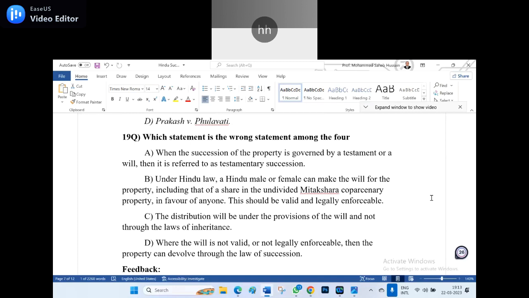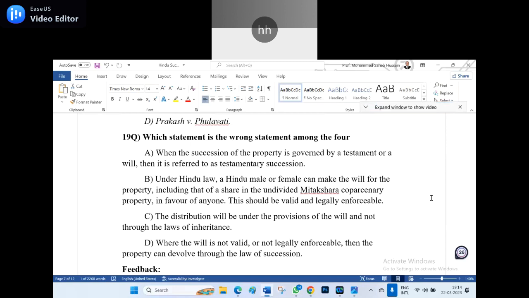Which statement is the wrong statement among the four? Look very closely so that you can understand which one is wrong. Okay, I will give you the option. A is right, B is right. Now choose from C and D. C is wrong, sir. D is wrong, sir.